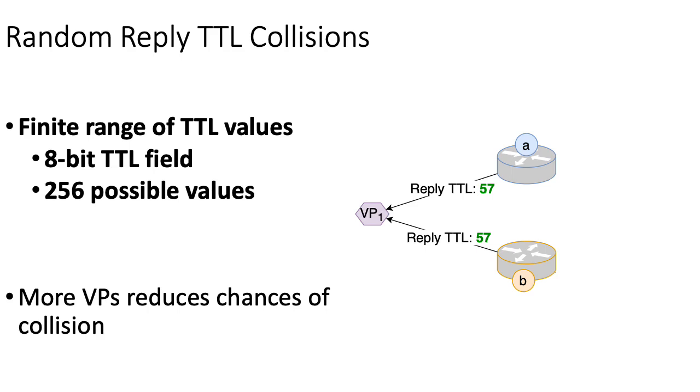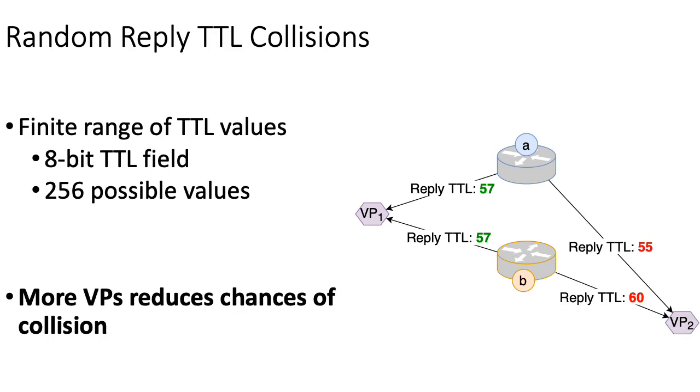The TTL field is 8 bits, so there are only 256 possible values. And the values are likely not uniformly distributed, so some will be more likely than others. And for this reason, I don't just rely on the reply TTL to a single vantage point. Instead, I ping each address from every vantage point at my disposal.